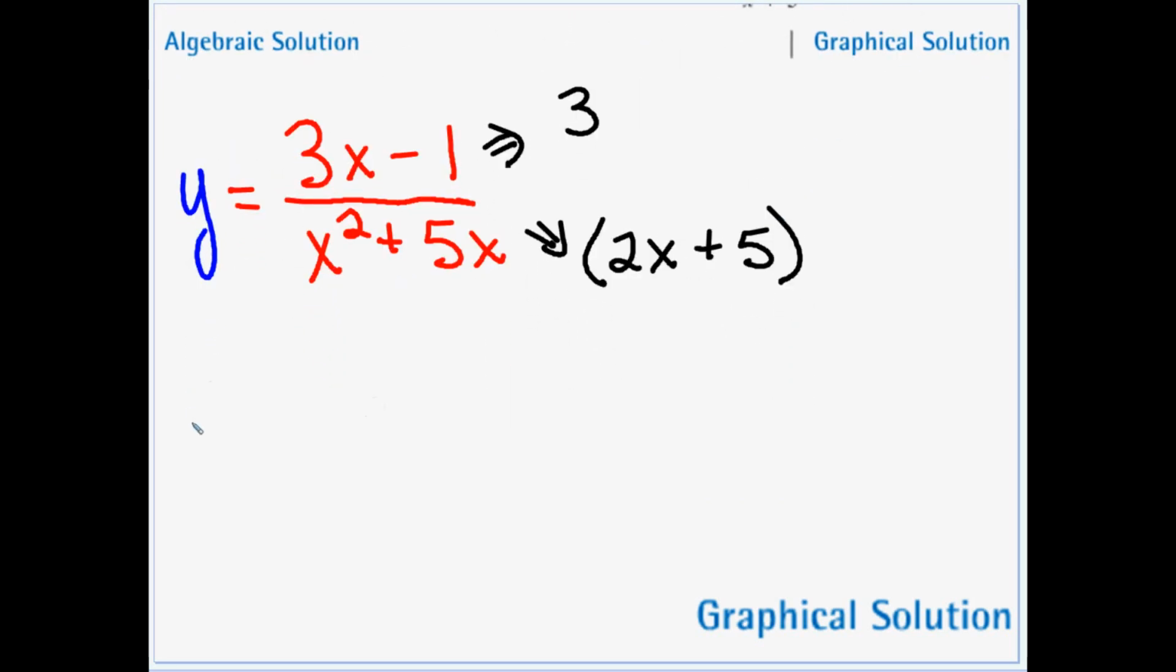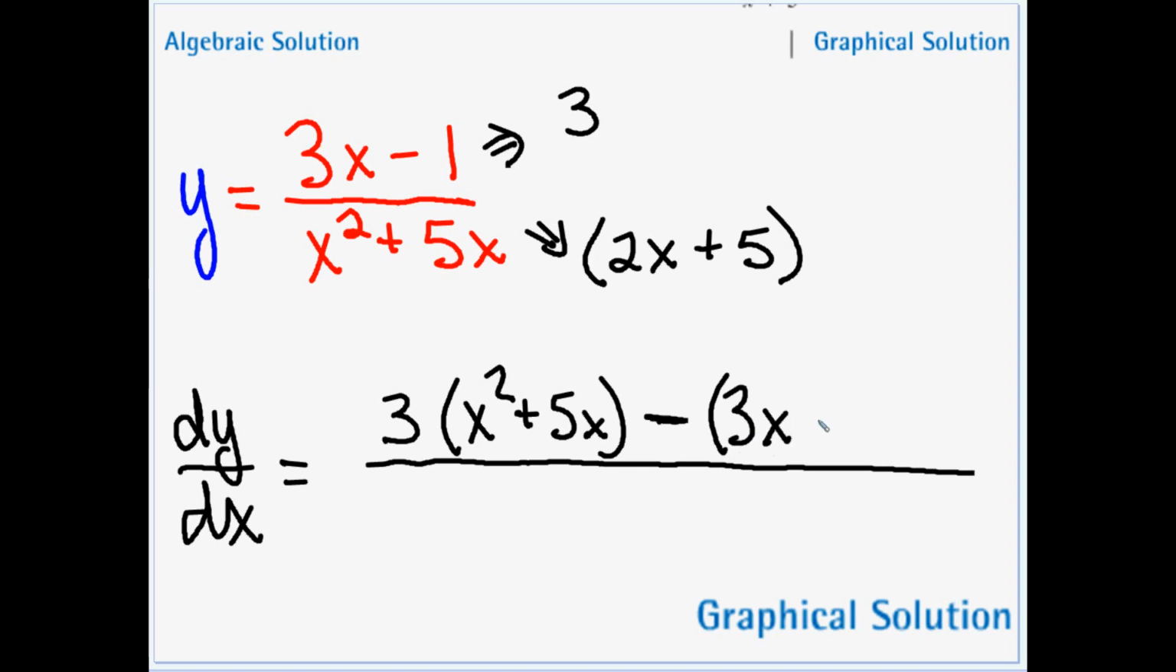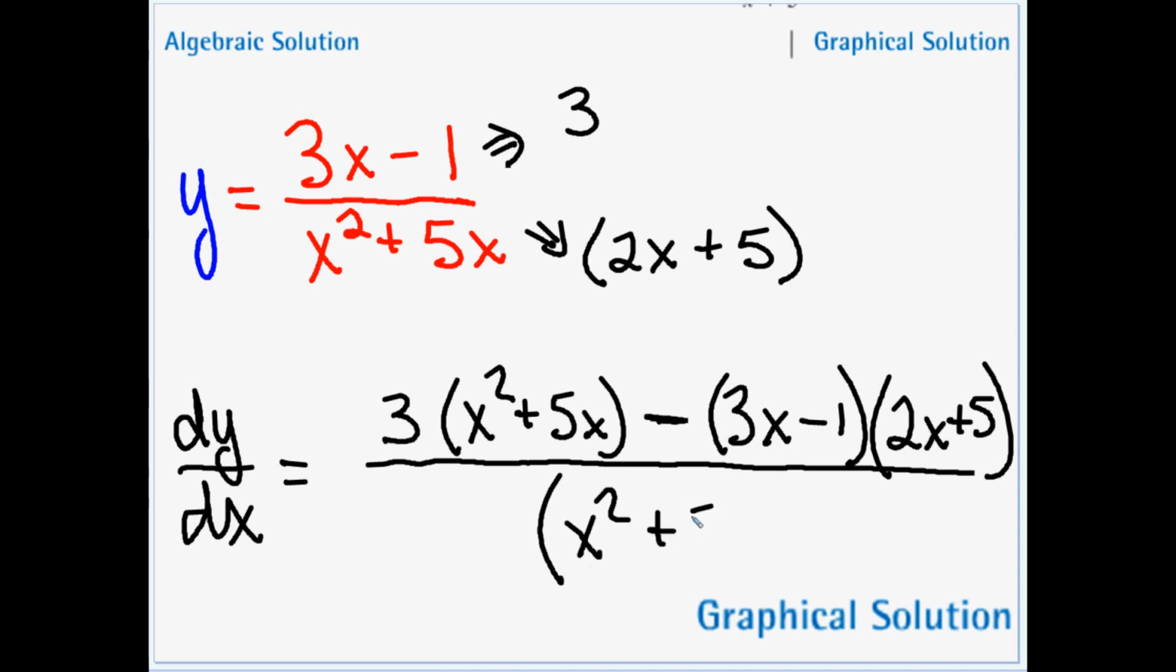So notation, the derivative of y with respect to x. And remember, this always starts low d high. So low is x squared plus 5x times d high would be 3. Low d high minus high, that's supposed to be a 3, 3x minus 1 times quantity 2x plus 5. And that's all over denominator squared: x squared plus 5x quantity squared.